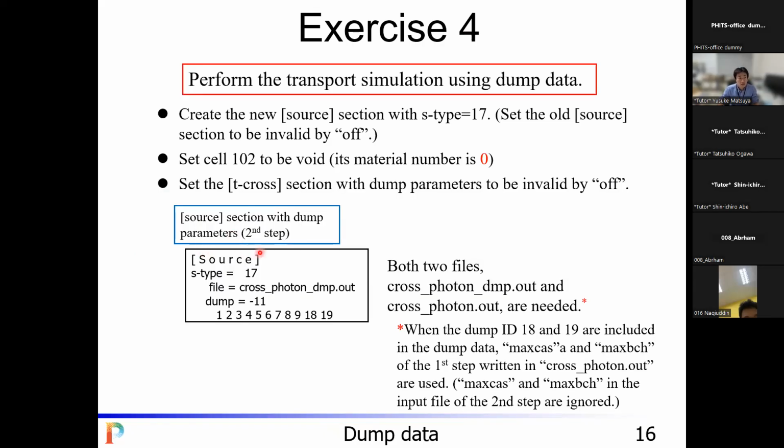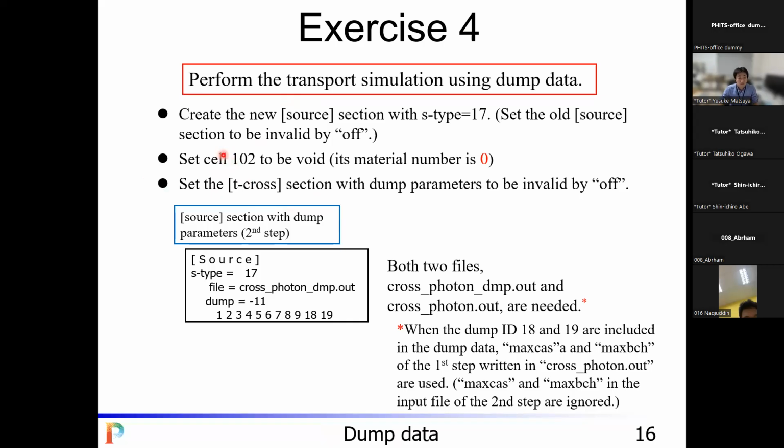Let's do exercise number 4. In this exercise, we will learn how to use the dump data made in exercise number 3 for transport simulation. To perform the transport simulation using the dump data, all you have to do is the 3 steps described here.